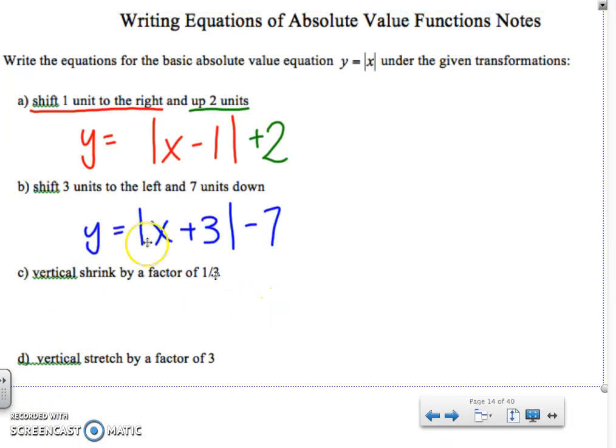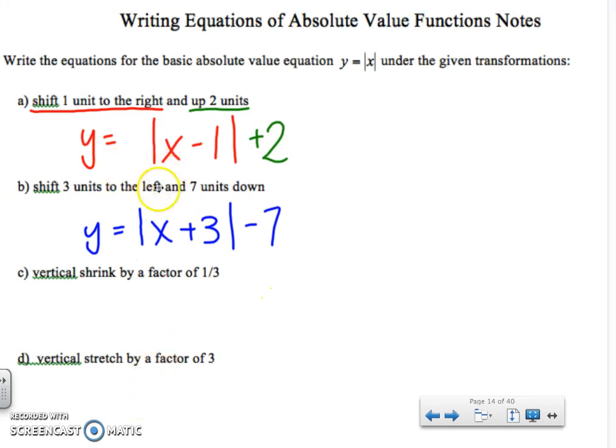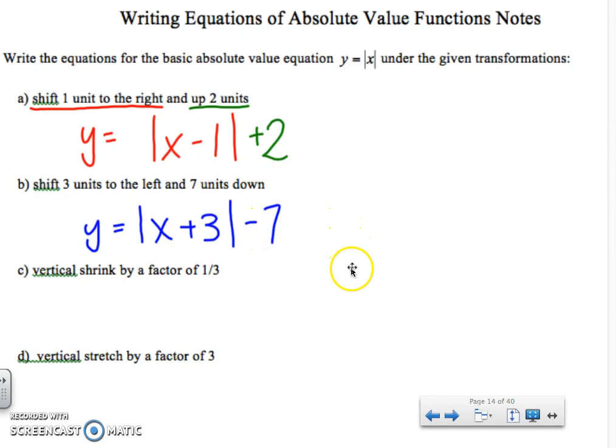All right, so in part B, 3 units to the left. So instead of going -3, it actually means go +3. So it should be x plus 3 inside the absolute value bar. And again, 7 units down would mean a -7 on the end, okay?